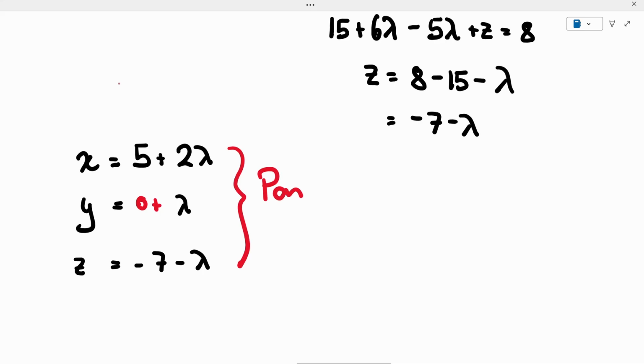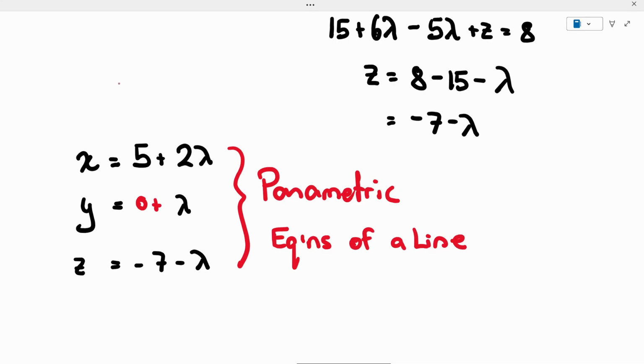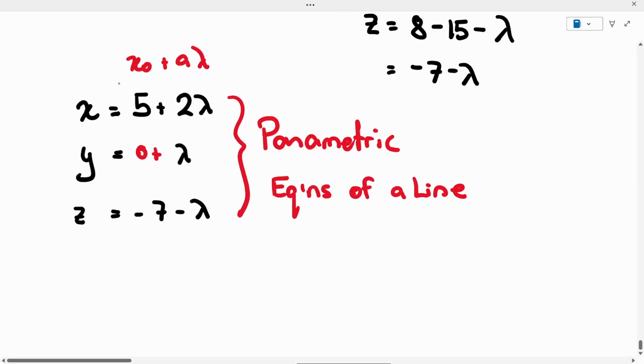These are the parametric equations of a line, right? This is x is equal to x0 plus a lambda, y0 plus b lambda, and z0 plus c lambda. So now we have the parametric equations of a line, and we know that is exactly what we're solving for, because when we intersect two planes, we get a line. Well, this is the line.